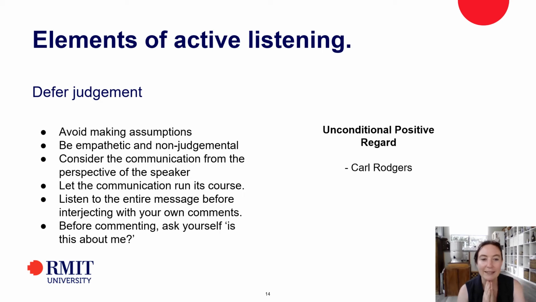And deferring judgment. Now, this is a huge one, and I've written the term unconditional positive regard and the name Carl Rogers there. Carl Rogers was, I think, a psychiatrist actually in the 1940s, and in, I believe, 1957, he spoke about the six essential conditions that are needed in a relationship where change can occur. For example, a relationship between an AOD worker and an AOD client, and unconditional positive regard was one of the essential conditions.